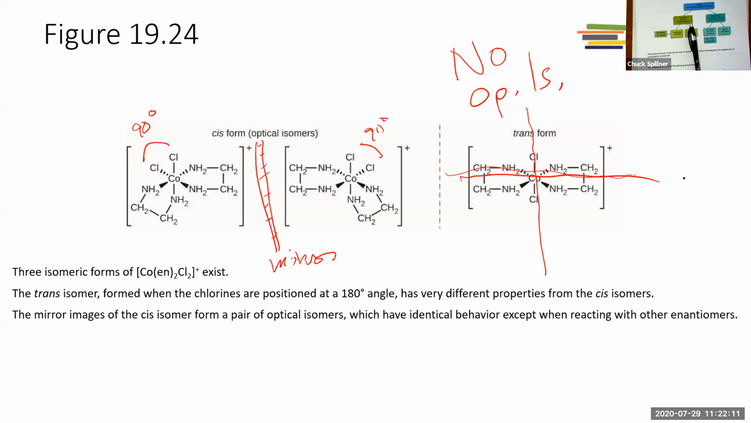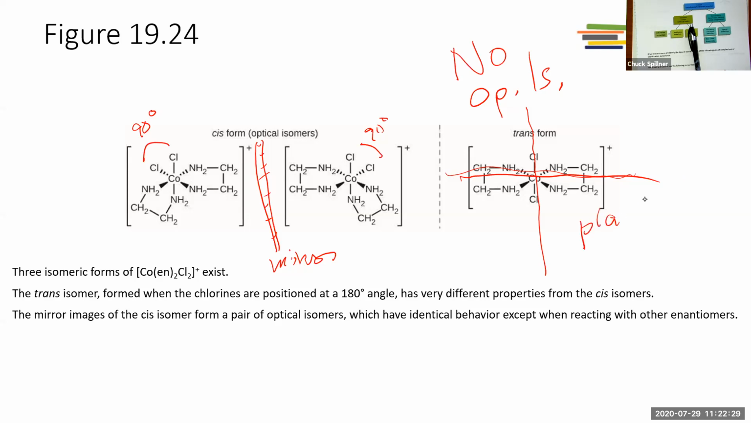So that means there are no optical isomers. If there's a plane of symmetry, the mirror image is superimposable on the original image. So this plane of symmetry rule is important.